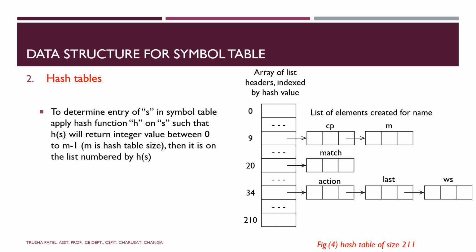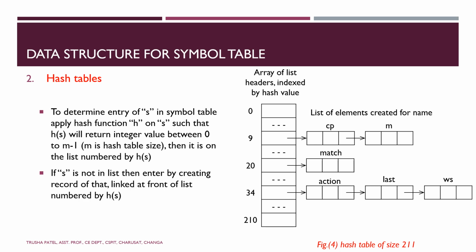That range is the size of your hash table, and at that particular hash value you insert your name. There will be a linked list at each and every hash value. So whenever names have the same hash value, the name will be inserted at the front of the linked list.